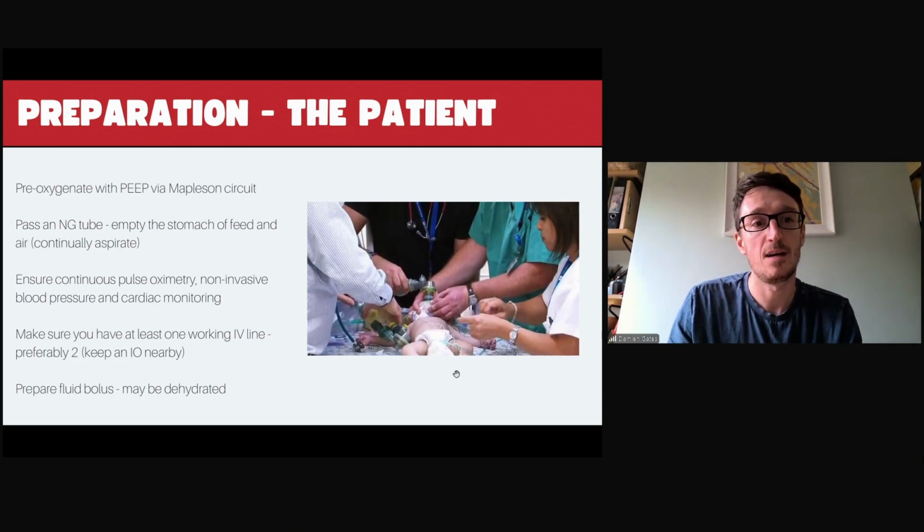So I would advise that you pre-oxygenate the child with PEEP if you can via a Mapleson circuit. So you offload the work of breathing and give them a bit more support.